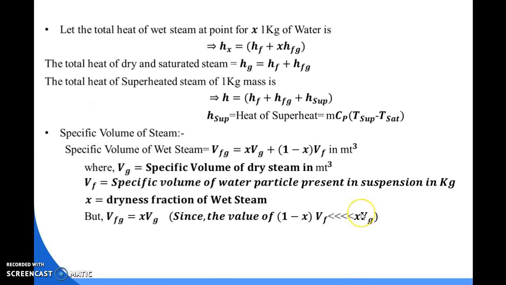So, here we have discussed up to the specific volume of a wet steam. The specific volume of a wet steam is Vfg is equal to x Vg plus (1 minus x) Vf. But as the value of (1 minus x) into Vf is very less in comparison to x Vg, we are neglecting the (1 minus x) Vf, and hence we can write Vfg is equal to x Vg, where x is the dryness fraction of the steam at that particular point where we are going to calculate. Vf is the specific volume of water at that particular point, and Vg is the specific volume of dry steam at that particular point.